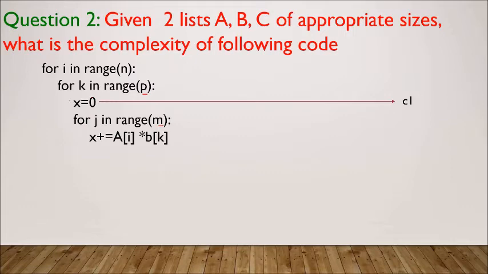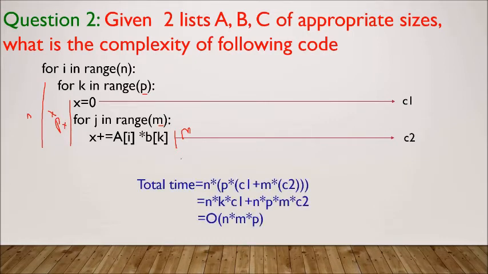Now this whole will be executed p times, and this whole will be executed n times, and this will be executed m times. So suppose the statement takes constant time C2. Finally when we calculate, this n will be multiplied by this p multiplied by this m. So finally you can see the time will be n multiplied by p multiplied by m. This will be the efficiency of this program.